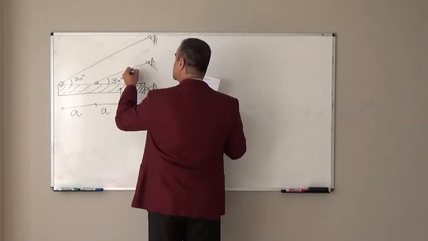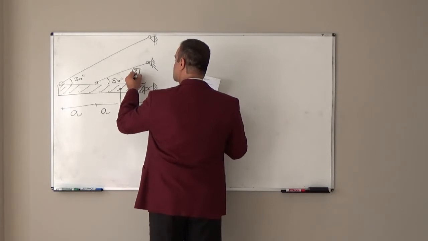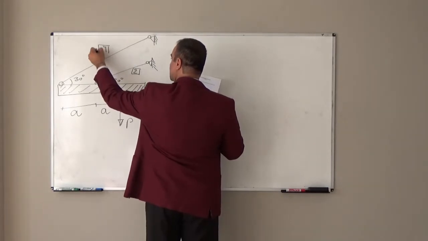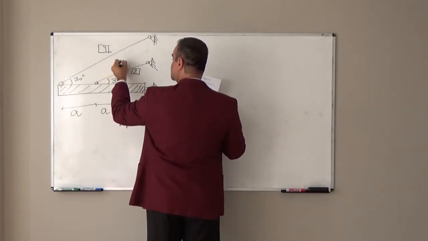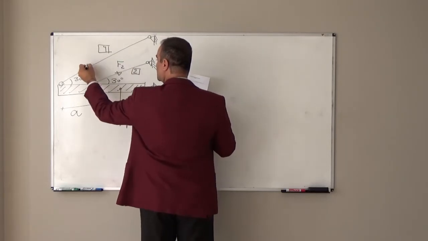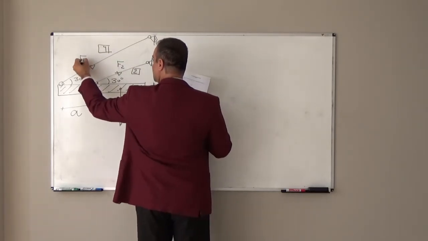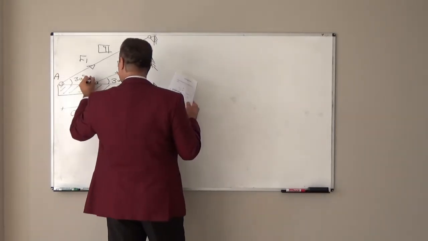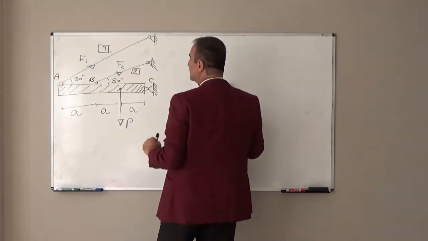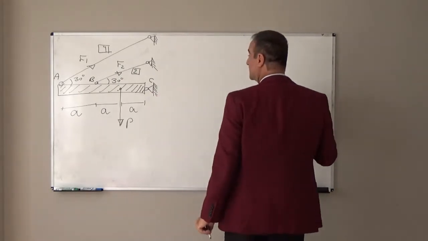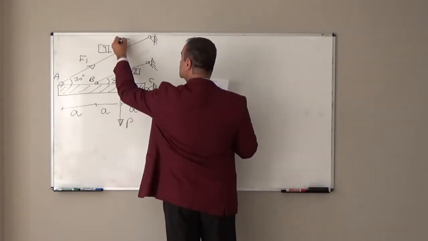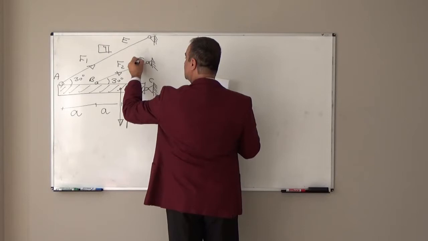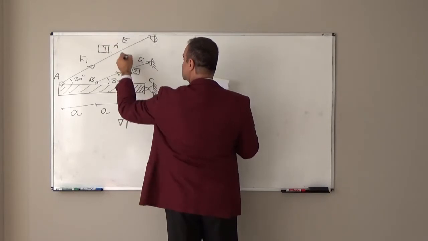This is member 2, this is member 1. Internal force here I will show with F2. In this I will show with F1. Point A, point B, point C. Young's modulus for each one is E and E. Cross-sectional area is A and A.